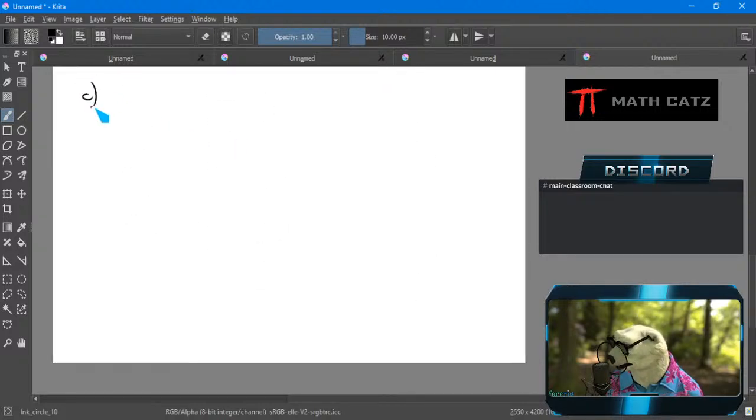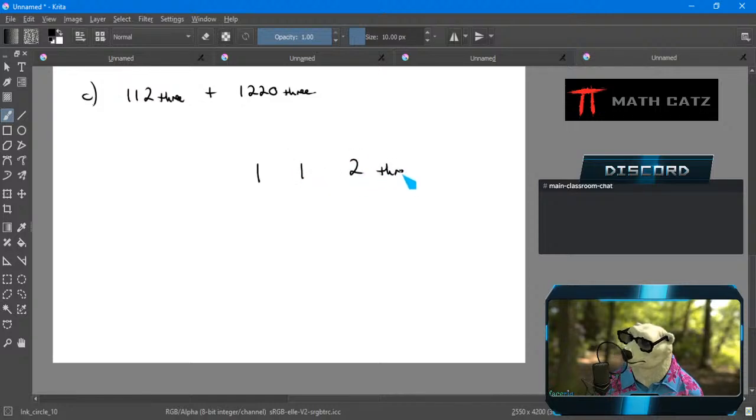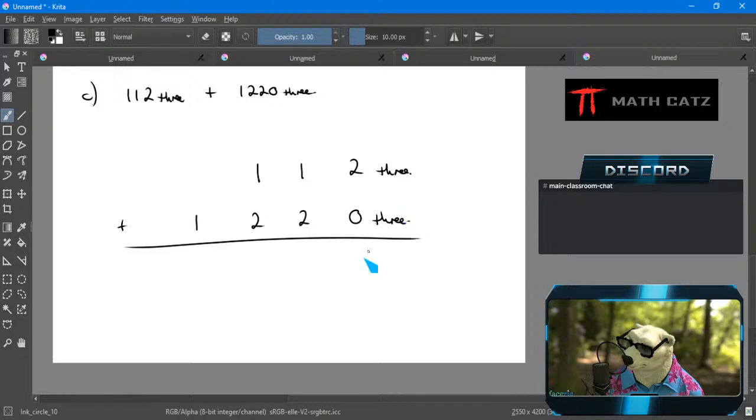Squeeze that last one in. 112 base 3 plus 1220 base 3. Set it up. 112 for the first number plus 1220 for the next number, and I'm ready to go. First column, 2 plus 0, 2. Write my subscript before I forget.